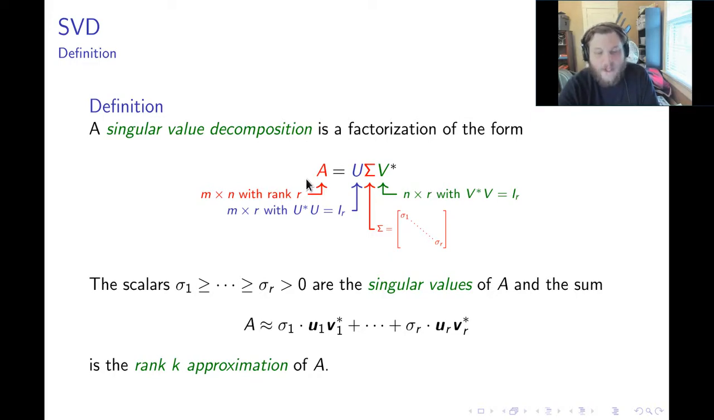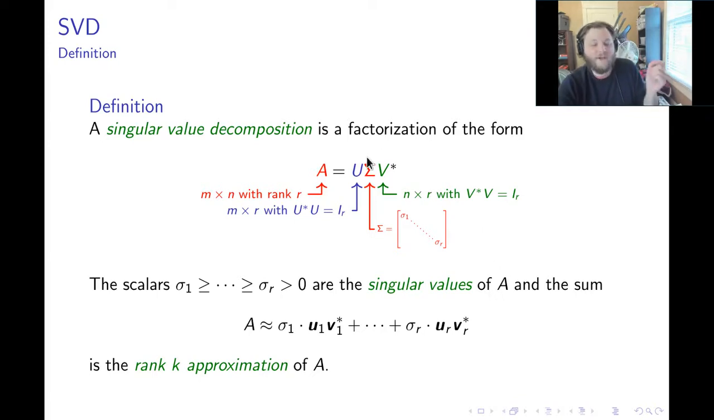Typically, when we're working with a singular value decomposition, we rank the entries on the diagonal of sigma, and these are all numbers that are positive. So sigma 1 is greater than or equal to sigma 2 all the way down to sigma r, and these are all positive numbers called the singular values of A.